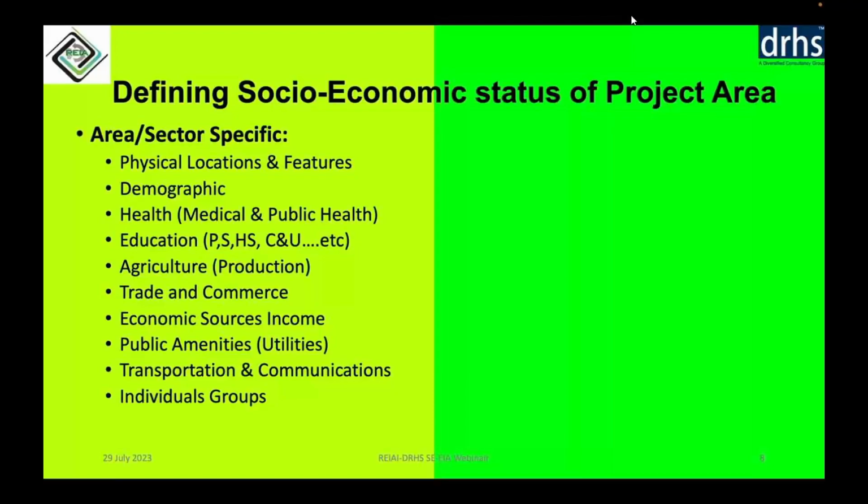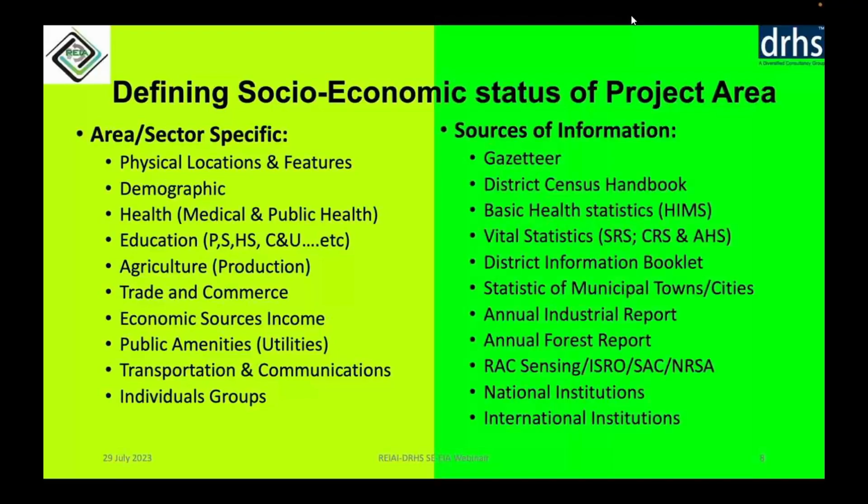Be very selective in nature. There are thousands of socio-economic data in Census as well as in other reports also. Which are the sources of information? Gazetteer, District Census Handbook is a major source of basic health statistics, vital statistics, district information booklet, statistics of municipal corporation and towns, annual industrial report, annual forest report, remote sensing data, National Institute and international data. These data are already available now, the problem of data has been solved.